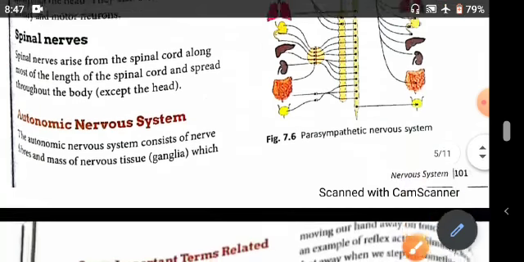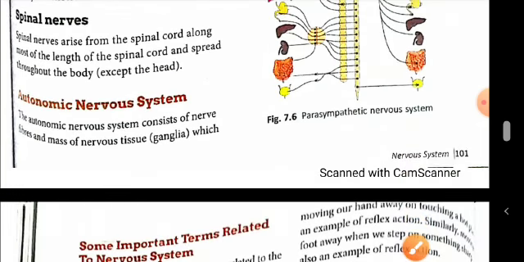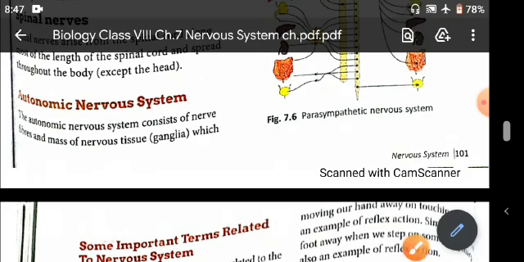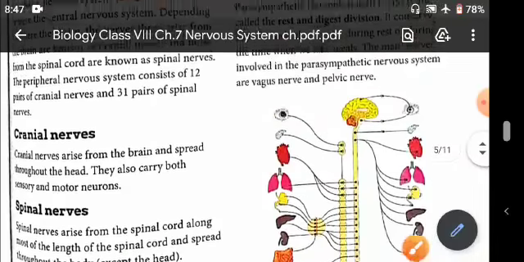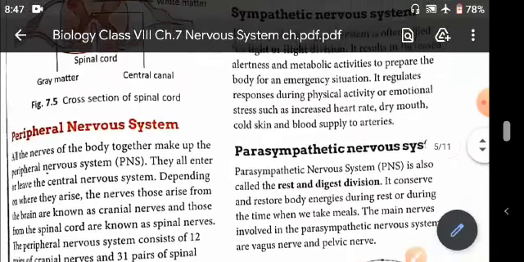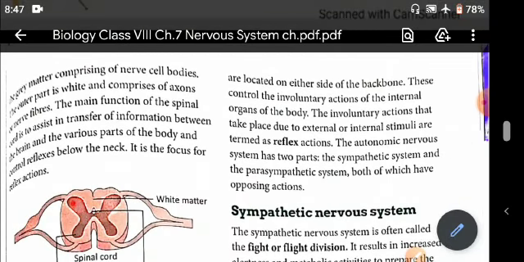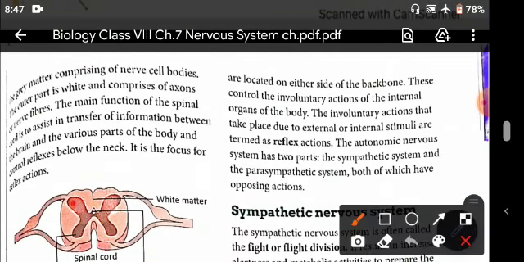Now second is the autonomic nervous system. The autonomic nervous system consists of nerves, fibers and a mass of nervous tissue, and that mass of nervous tissue is called the ganglia. The ganglia are located on either side of the backbone. These control the involuntary actions of the internal organs of the body.